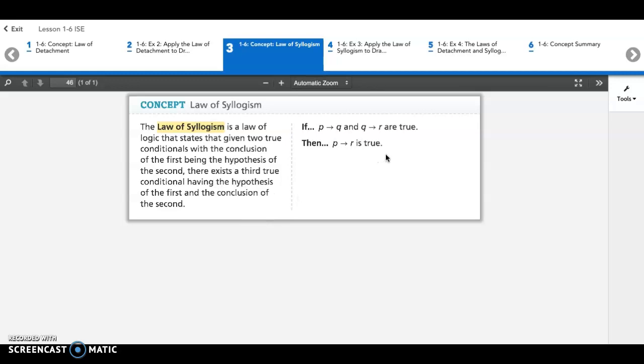Let's look at what it means in symbols. So if we have these two statements that we know are true, that would say if P then Q, and if Q then R. If both of those statements are true, and we notice that this conclusion is used right here as the hypothesis of our second statement, if those are both true, then we can say that there's a third statement that's true that starts with P and has the conclusion of R. If P, then R. Now I think this one's a little bit easier to look at if we look at maybe some more concrete examples.